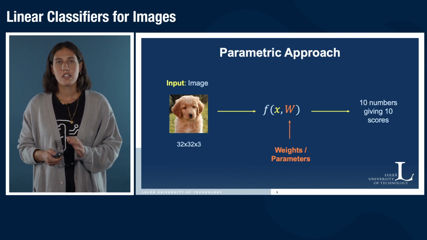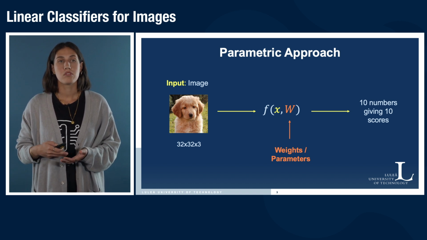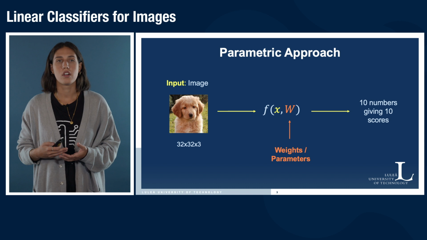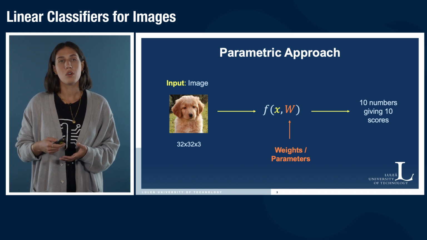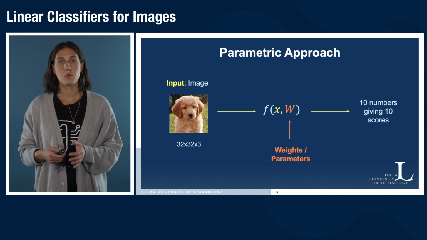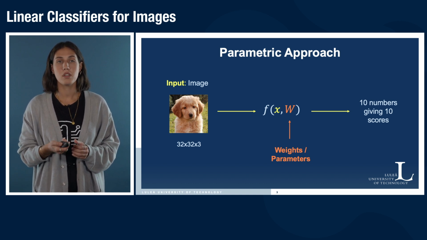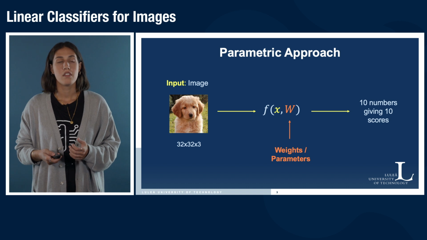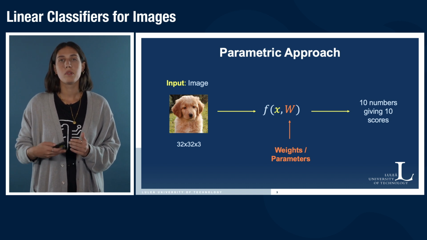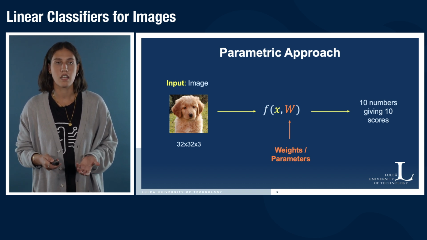The idea of a linear classifier is to follow a parametric approach. In this parametric approach, we take our input image and add a new component in our system, and that is the weights W. Then we write this function f, that takes the input image in the form of pixels, that is the x, as well as the learnable weights W, and the output will give us 10 numbers, in the case where we have a dataset with 10 categories.